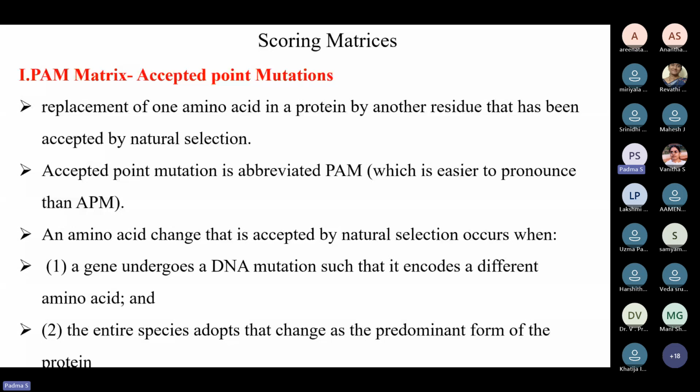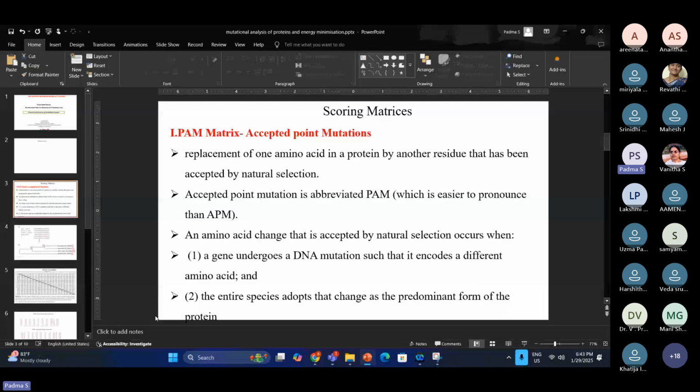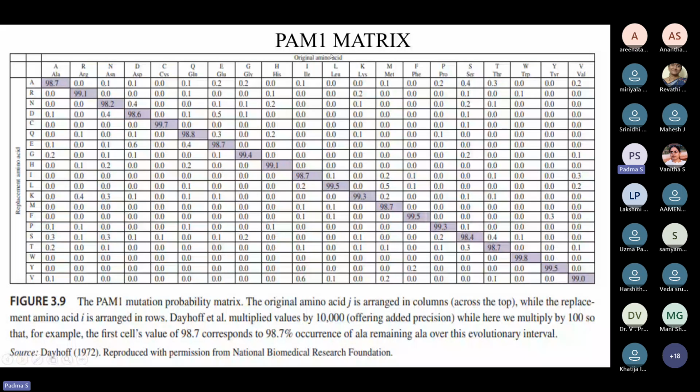Already we have seen these changes of their sequence, and here there is one matrix, as we have seen earlier. This is the PAM matrix, which is called the point accepted mutations, or the percentage of accepted mutations. So this is a probability matrix which is important, the PAM1 mutation probability matrix. In this, you have seen the amino acids are arranged row wise, as well as column wise.